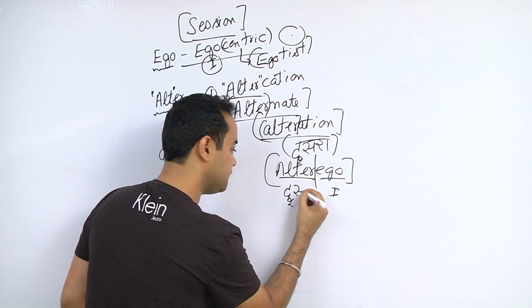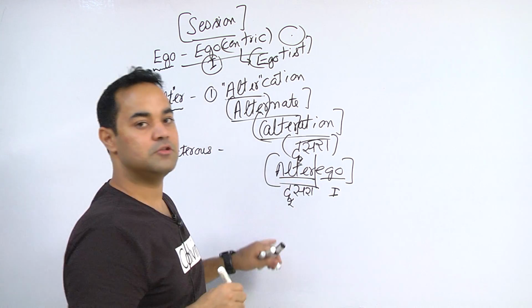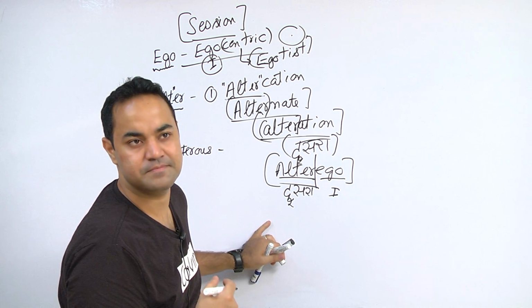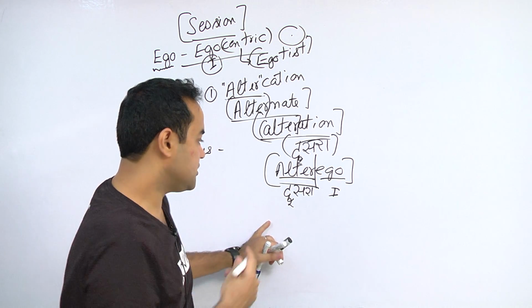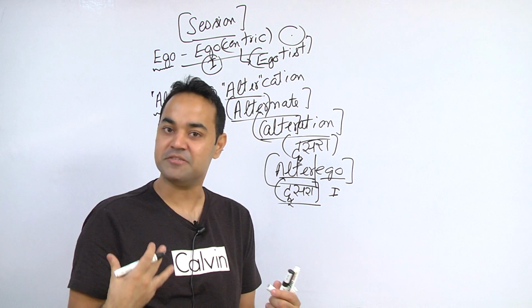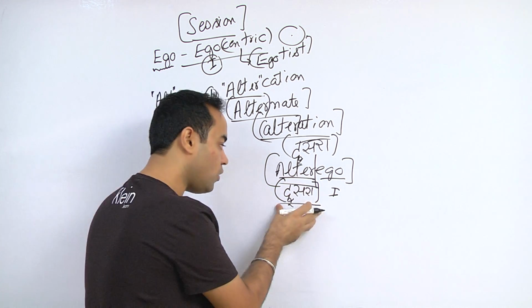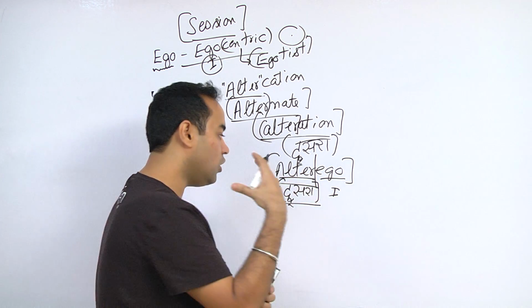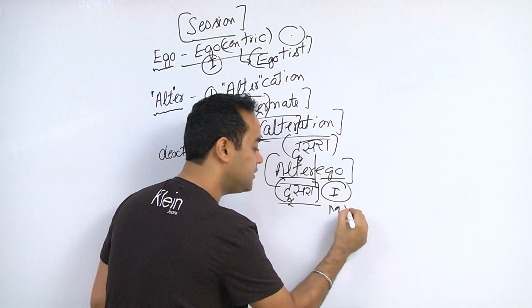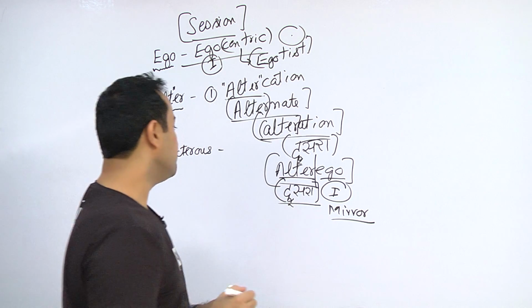Take about 2 seconds of time and tell me the meaning. Dusra I. In fact, you can pause the video if you want. Dusra I. What do you mean by that? Dusra I means you meet somebody and you find, hey, this person is same as me. And your qualities, your statistics, your physical appearance look like the same person. It's kind of a mirror image. Alter ego is called the mirror image.